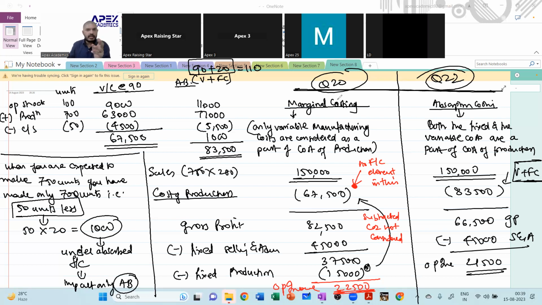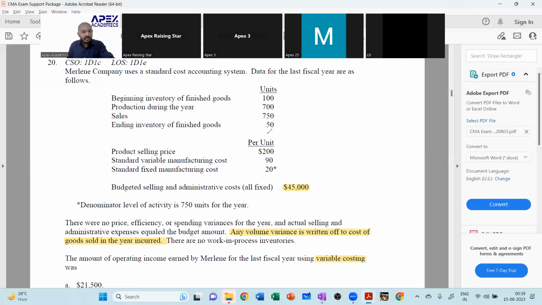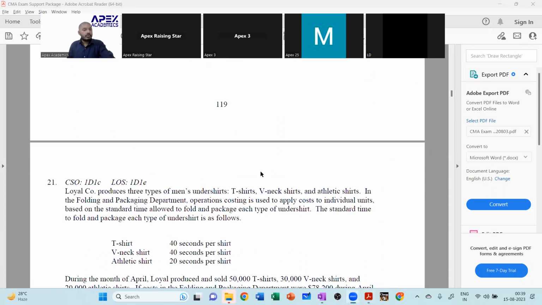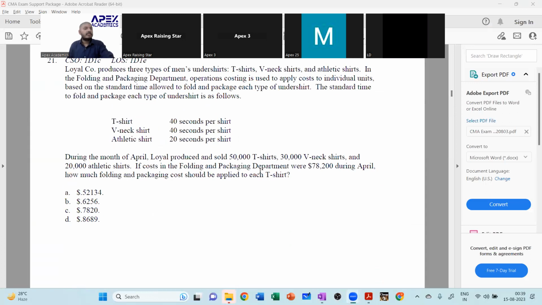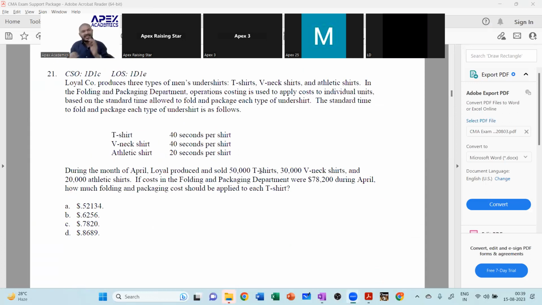So, screenshot taken. The next question is a Banya question. Believe me, it's a Banya logic question. There is absolutely nothing CMA about it. Welcome to high school mathematics. This has got nothing to do with costing. This is pure mathematics. Are you with me? Please pay attention.